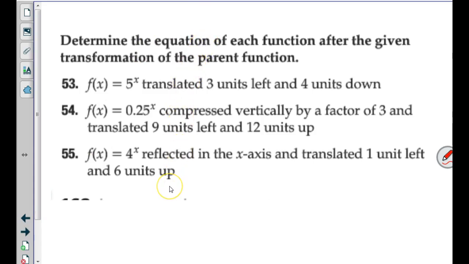Did you have to do any of these yet? 53 through 55? All 3 of them? Okay. So somebody pick one. 55.